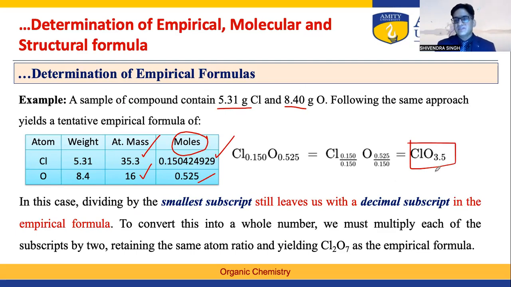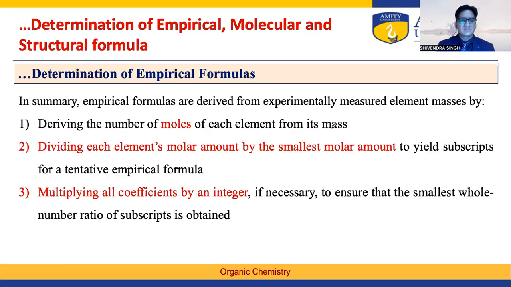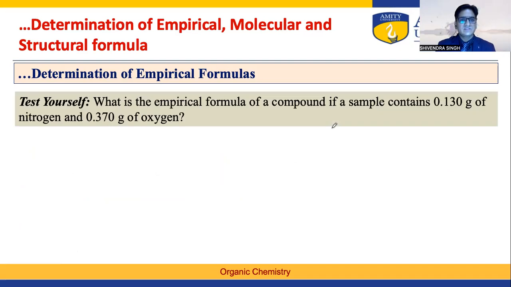Now, this cannot be the empirical formula because 3.5 is a fractional number. So in order to convert this into a whole number, we simply multiply these numbers by 2. So we can have Cl2O7 as the empirical formula for this particular case. Right. So we talked about these things already. You can pause the video and go through the reading part, right?